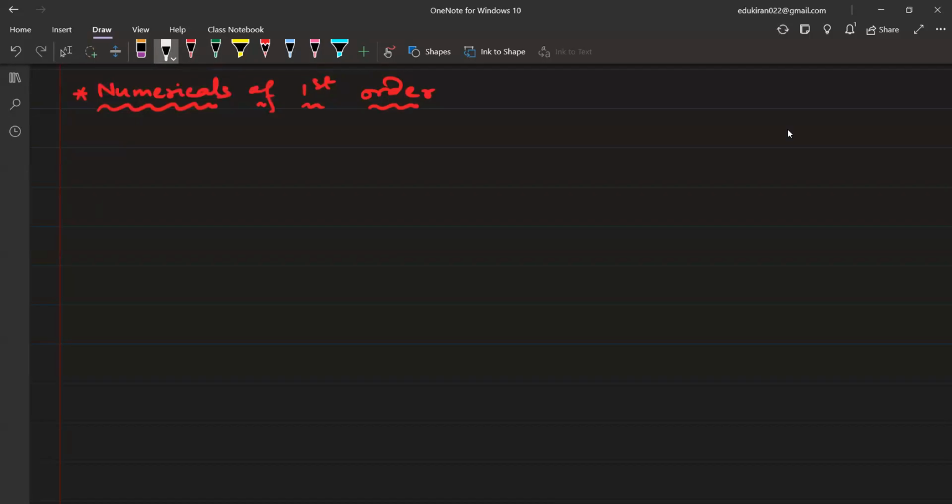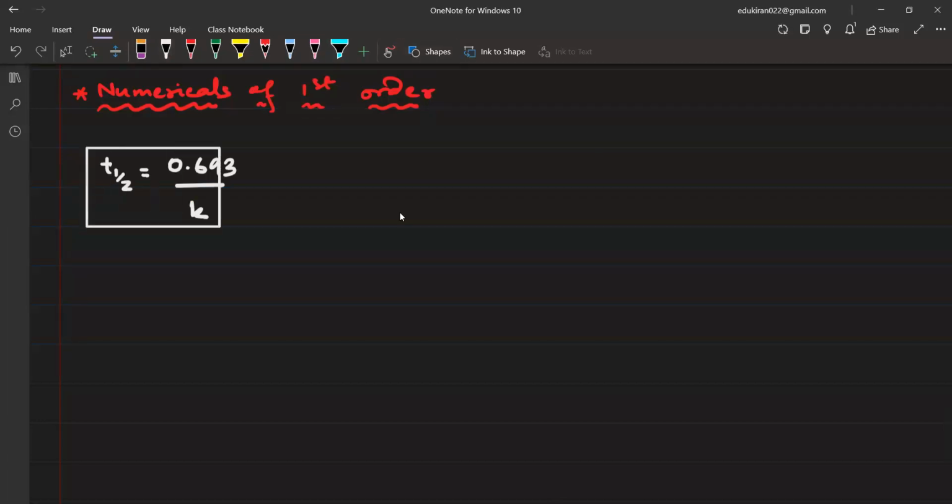सबसे पहले आप दिमाग में लेके आइएगा t half is equal to 0.693 divided by k. एक तो सबसे पहले इसी से डायरेक्ट सवाल you can have direct question from this particular expression, from this particular formula or equation. You can get question. They have given t half, they will be asking you rate constant. They have given rate constant, they will ask you t half.